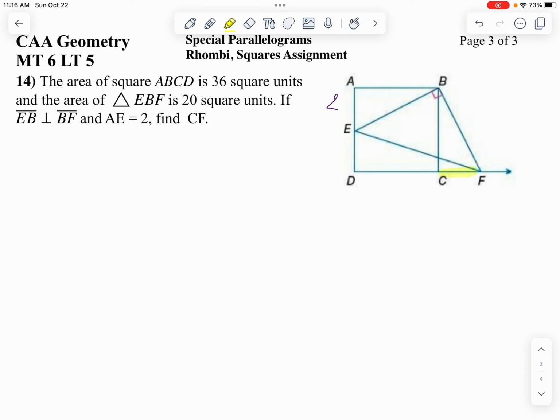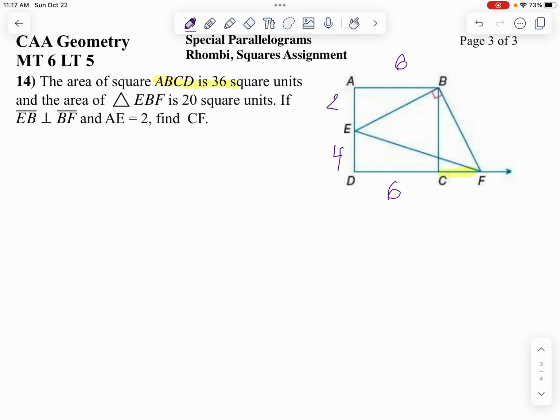Doesn't seem like one has much to do with the other. But let's start just working our way through things we can find. We'll start with this. The area is 36. Well, if the area of the square is 36, I know each side is 6. And then, because I know A to D is 6, that tells me E to D is 4. Okay, well, that helps me a little bit.